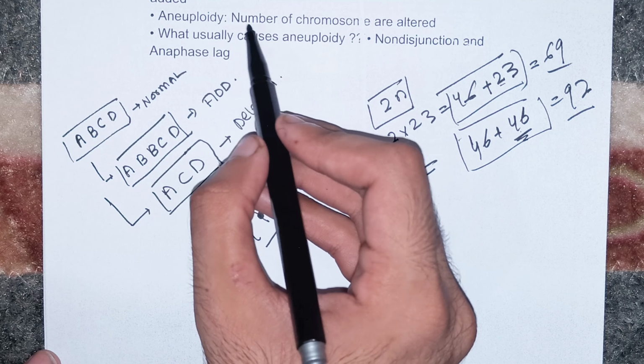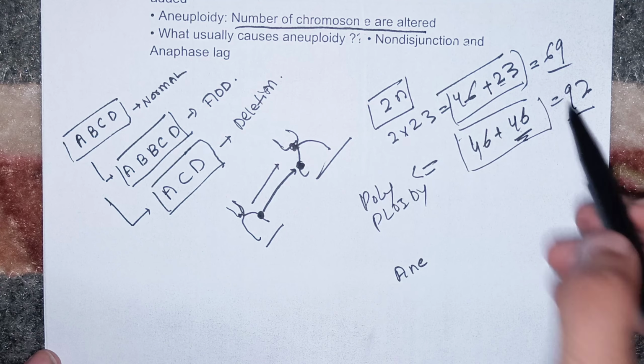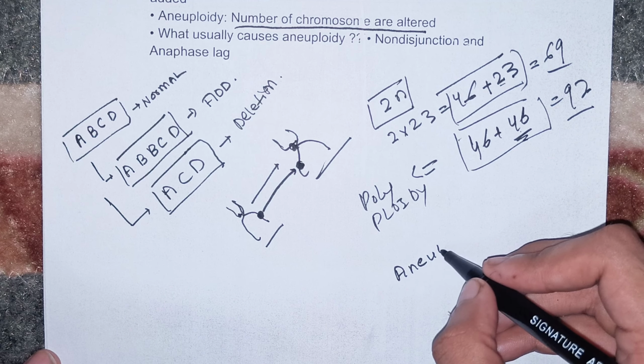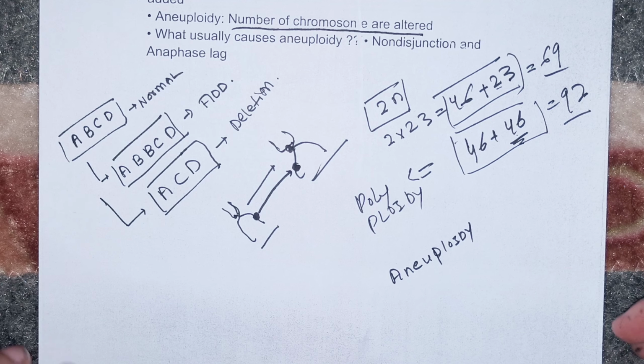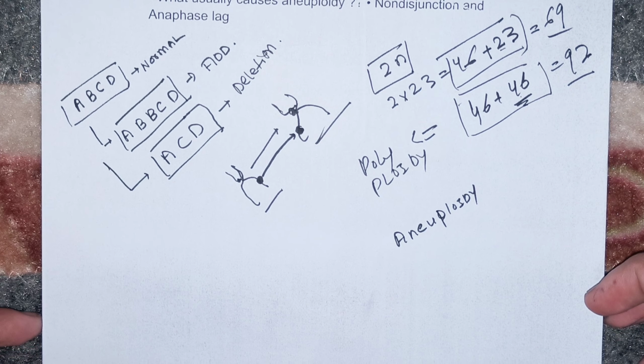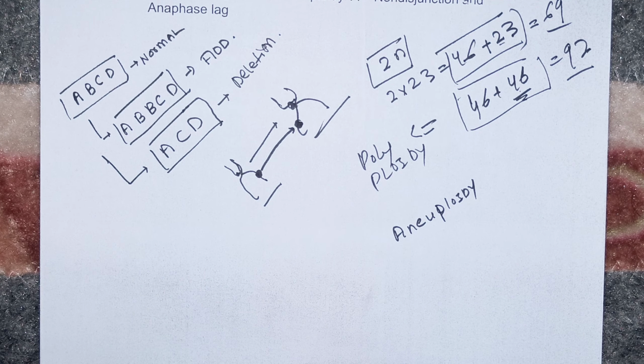Aneuploidy, by definition, is when the number of chromosomes is altered. What does aneuploidy mean, beta? Altered chromosome numbers. There are 4 types of aneuploidy which I'll explain on the next slide.